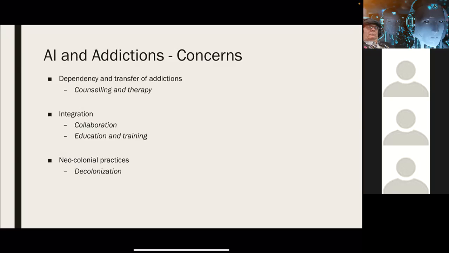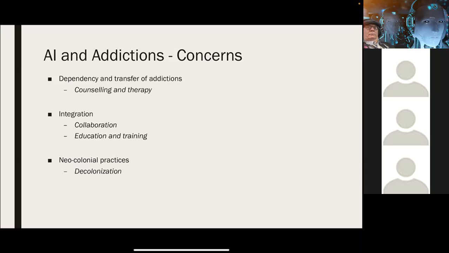Often when someone achieves sobriety and abstinence, they will start eating a lot of sugar. Or someone will be in the process of recovering, and because a lot of times it stems from trauma, they might be repeating the trauma that they have experienced and traumatize other people. So a concern is dependency and transfer of addictions. But I think this can be mitigated through counseling and therapy and other forms of working on addressing relationship issues.